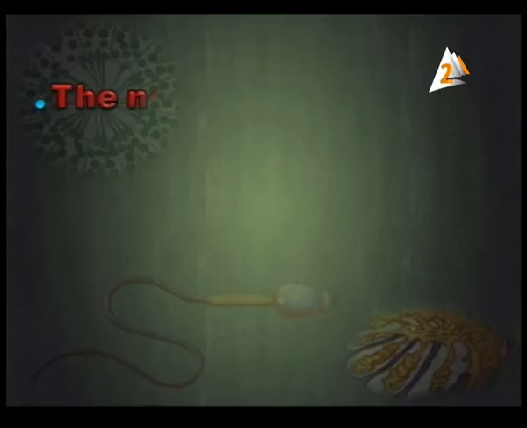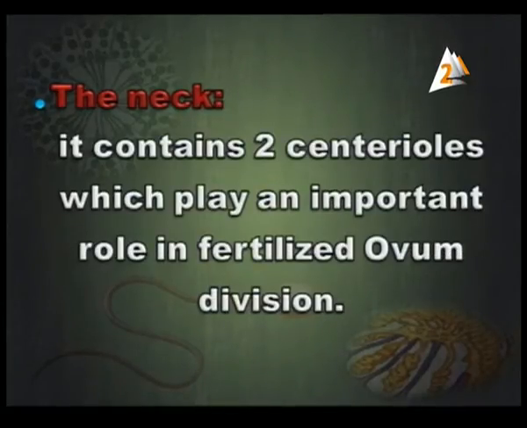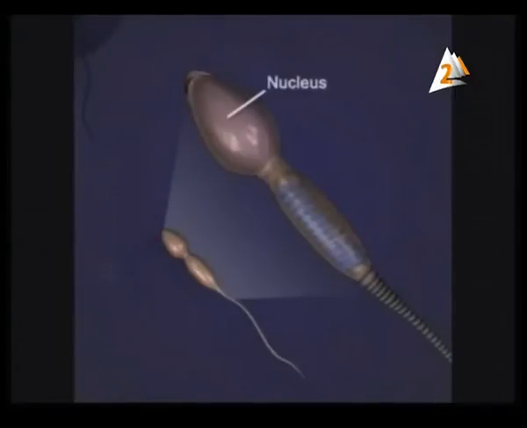The second part of this sperm is the neck, which contains 2 centrioles that play an important role in the division of the fertilized ovum. The neck contains, as we said before, 2 centrioles, and they are important for the division of the ovum after it has been fertilized.